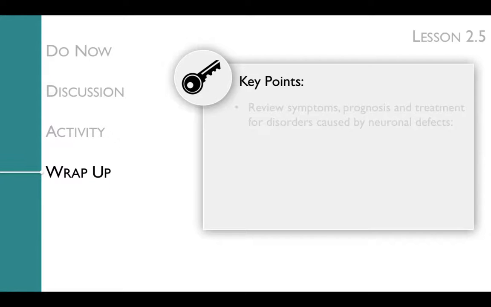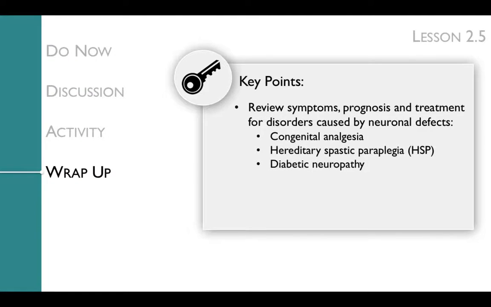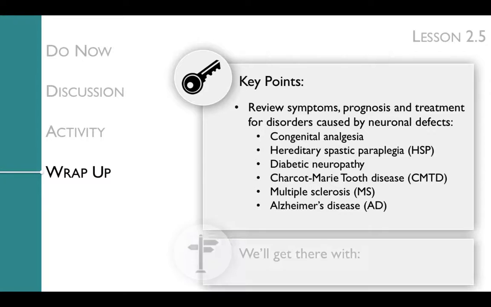The key points of the wrap-up are to review the symptoms, prognosis, and treatment for disorders caused by neuronal defects. Again, congenital analgesia, hereditary spastic paraplegia, diabetic neuropathy, Charcot-Marie-Tooth disease, multiple sclerosis, and Alzheimer's disease. We'll get to this key point with a teach back on the jigsaw.